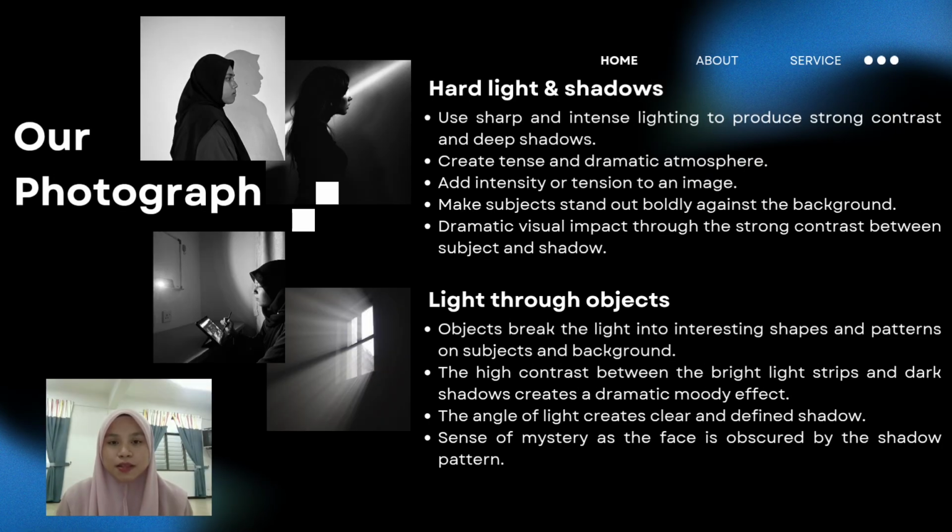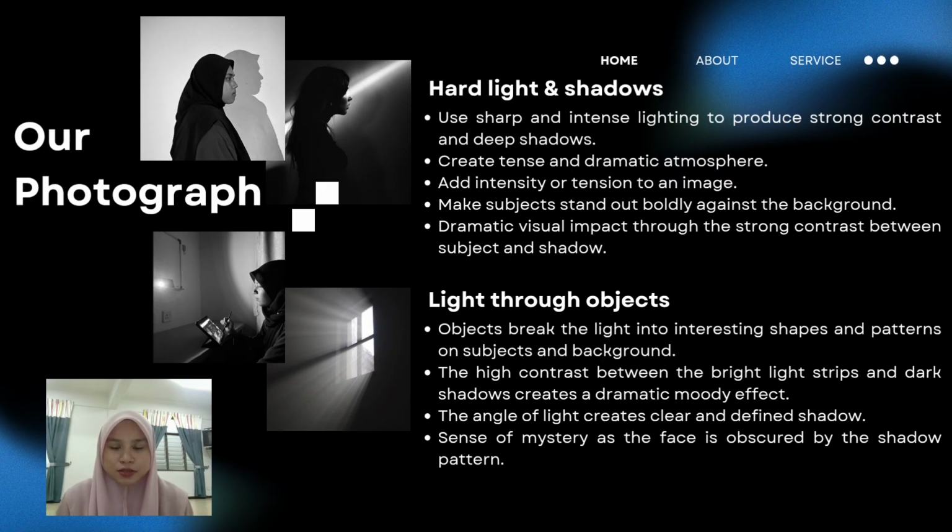My name is Noala Syara binti Abdullah and I will explain a few lighting techniques in film noir. The third one was hard light and shadow. This technique uses sharp and intense lighting to produce strong contrast and deep shadow. As you can see from the picture, it creates a tense and dramatic atmosphere since it has intensity and tension in the image. This technique makes the subject stand out more against the background, and it also creates dramatic visual impact through the strong contrast between subject and shadow.